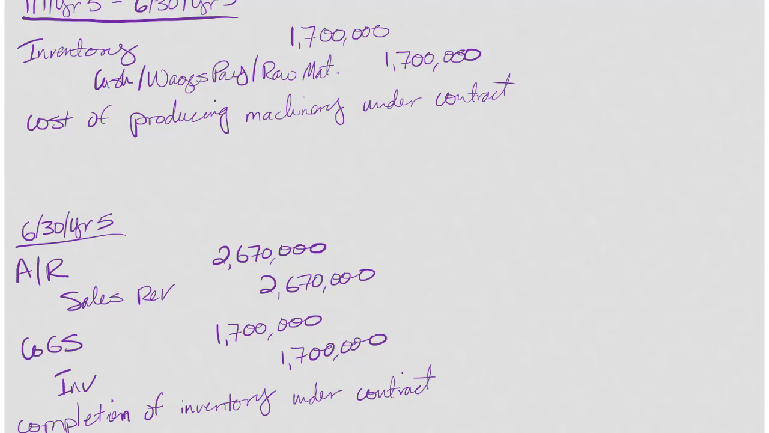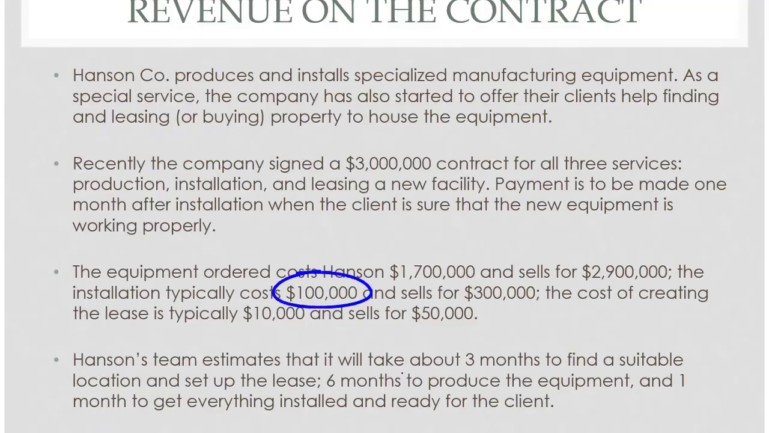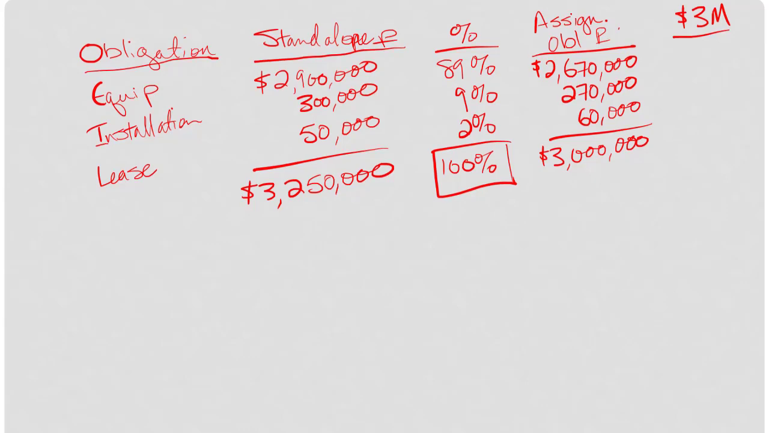Last piece is going to be the installation. So let's go back and get the numbers that we need first of all. The installation typically costs $100,000, typically sells for $300,000. I don't care about that. All I care about is the $100,000 here and the $270,000 that's the amount of this contract that's allocated to that process. And with those numbers, I'm ready to do the journal entries for obligation 3, installation.